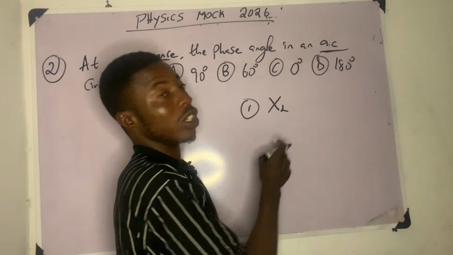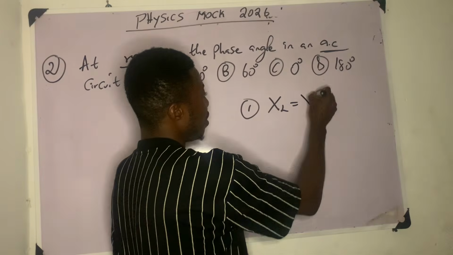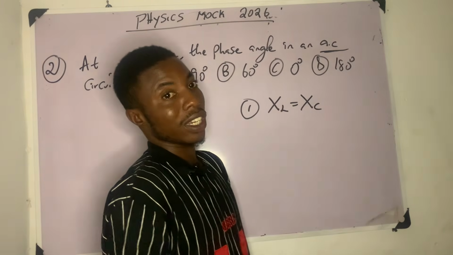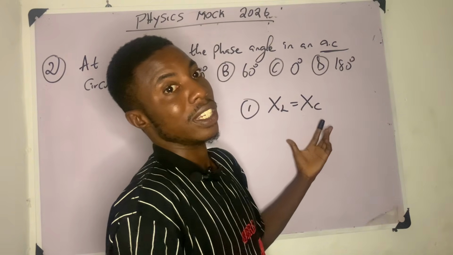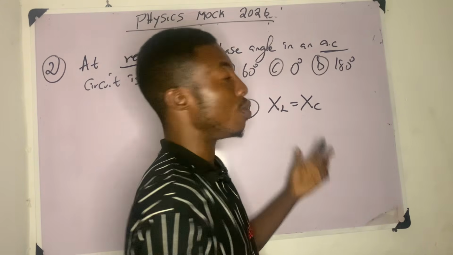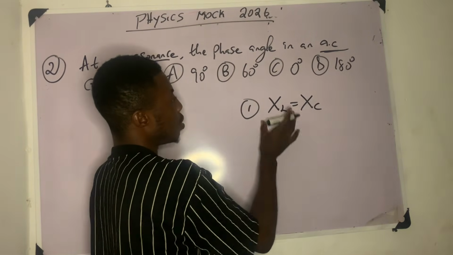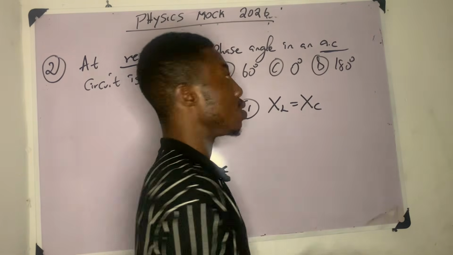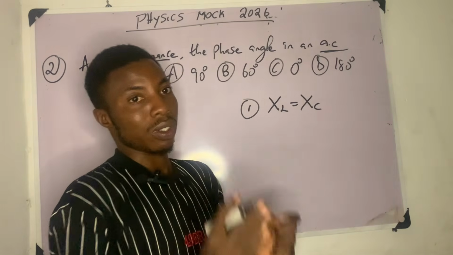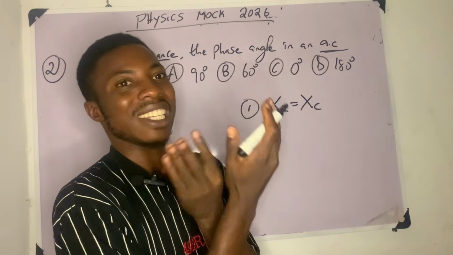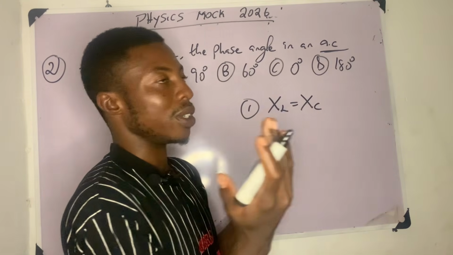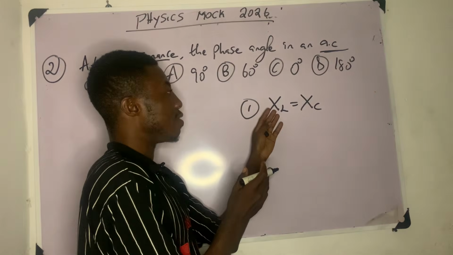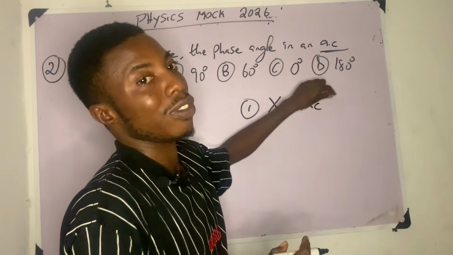This L is for inductor. Then we have XC, which is for capacitive reactance. You know, the major thing they do in AC is that they oppose current flow. So now, if they oppose, XL is equal to XC. Then if they are equal, they are going to be equal in magnitude, but opposite in phase. These are the major things that happen here. So equal in magnitude, that's the size of this inductive reactance will be equal to the size of the capacitive reactance.